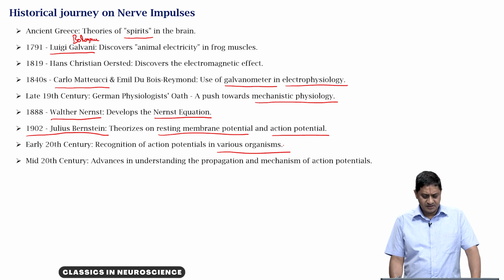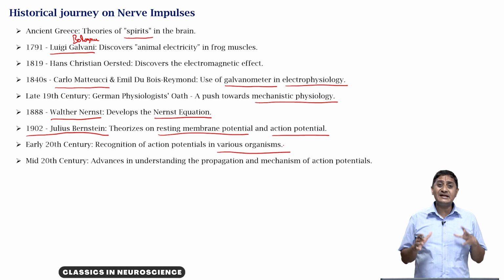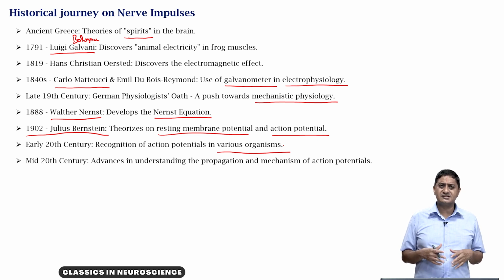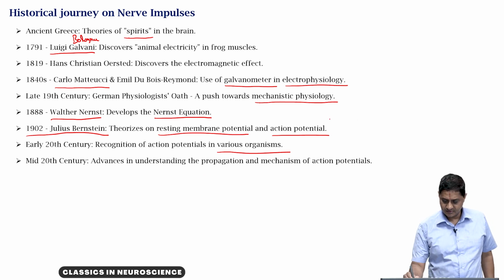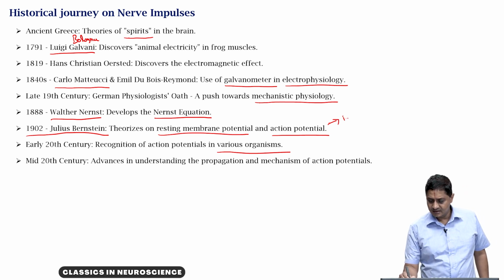In the mid 20th century, advancements in electrical measurements, instrumentation, electronics, amplification and microelectrode development, a whole bunch of things, led to a mechanistic explanation of the action potential. So, this is a broad overview, a broad history, of how nerve impulses or action potentials came to be. If you see the work of Julius Bernstein, he suggested that the inside of the cell is more negative than the outside.